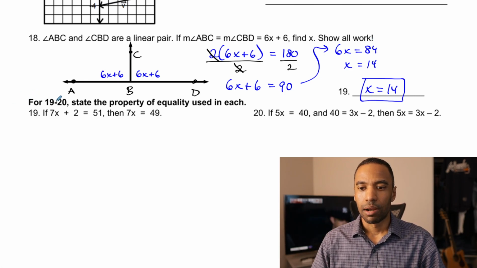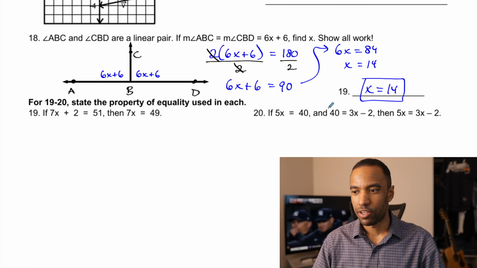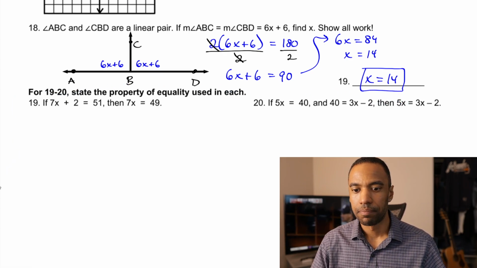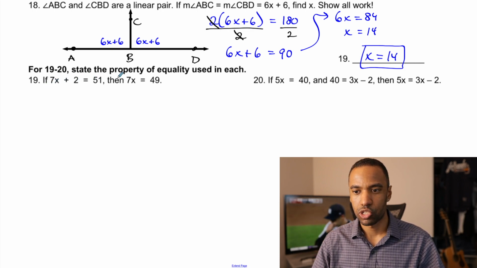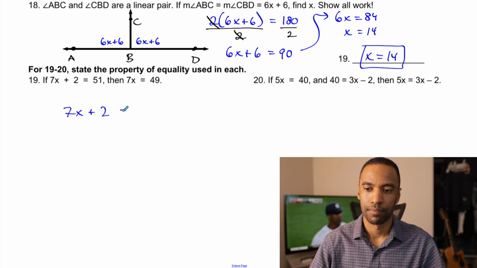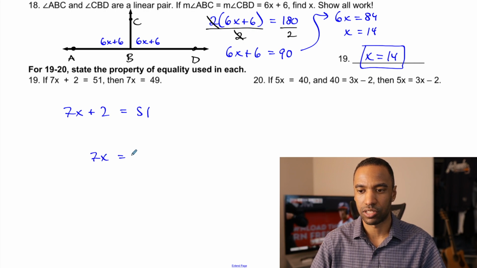All right. Numbers 19 to 20: state the property of equality used in each statement right here. Number 19 says that if 7x plus 2 equals 51, then 7x equals 49. How did we get from this part of the equation here to this part of the equation here? That's kind of what's being asked here.